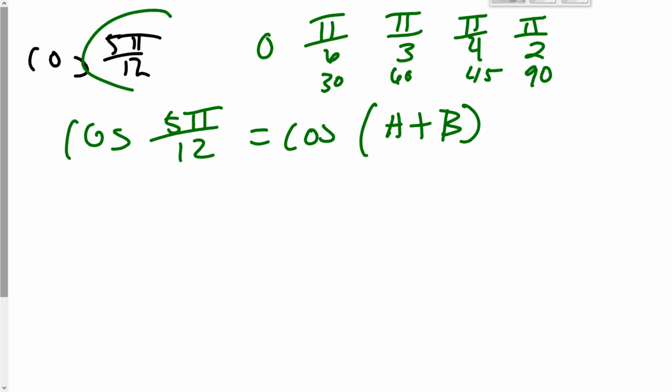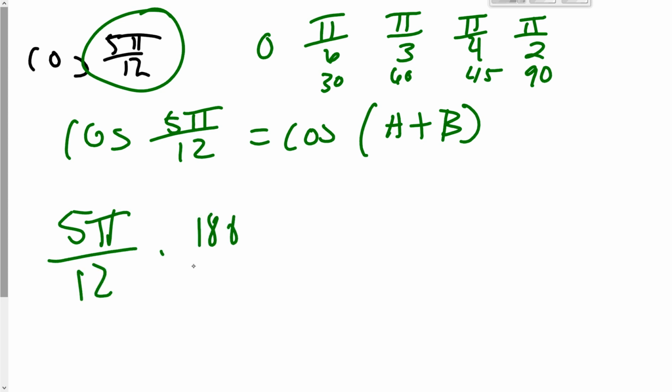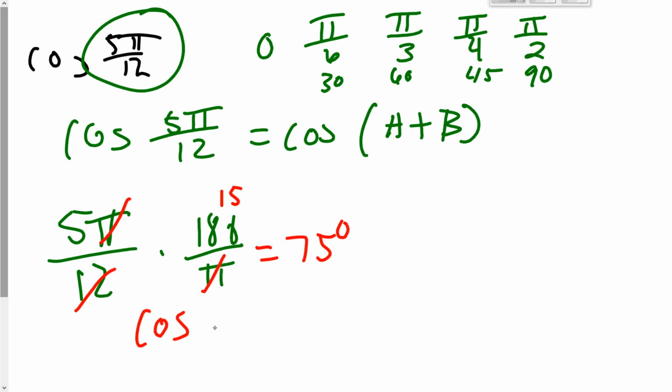So sometimes it might be best to take this and convert it to degrees. So multiply by 180 over pi. Then the pi's would cancel out, right? And then 12 into 180 reduces to 15. So then we get 75, so 75 degrees. So really we're looking at cosine of 75 degrees. So that's an easy way to do it.